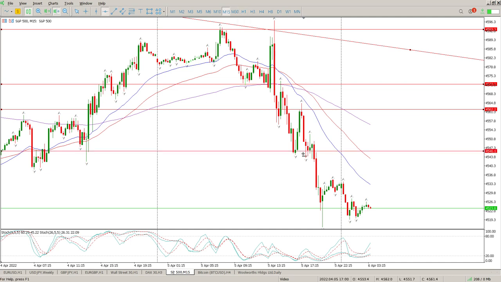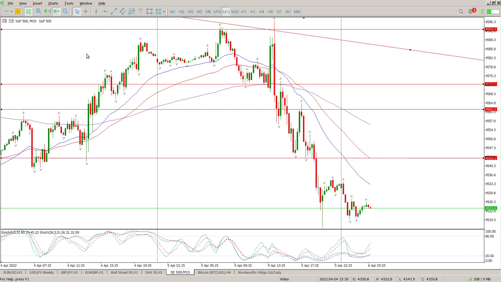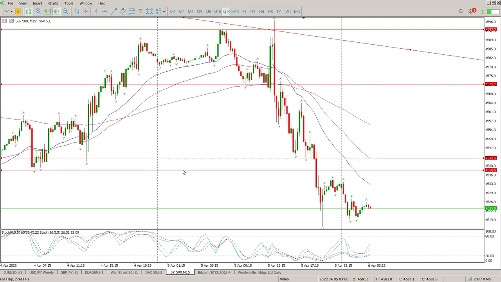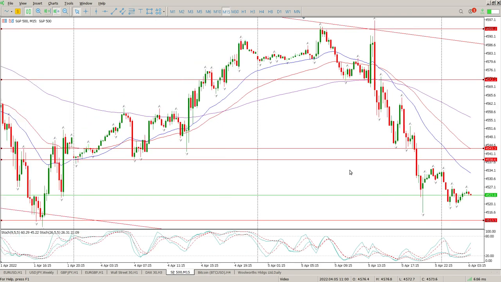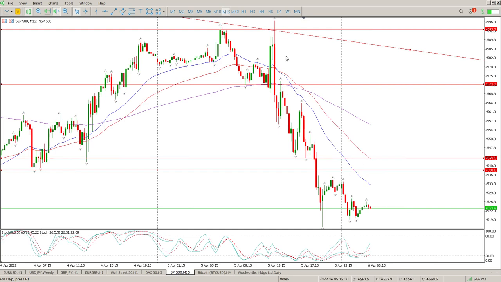So you'd be wise to pay attention to your 15-minute chart. And I don't want to get it too busy, but this is the zone I would pay attention to at 45.43 and 45.38. So that's the area that I'd be paying attention to for a bigger move to the downside.